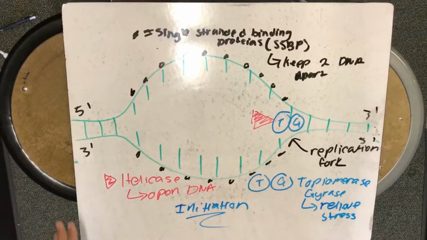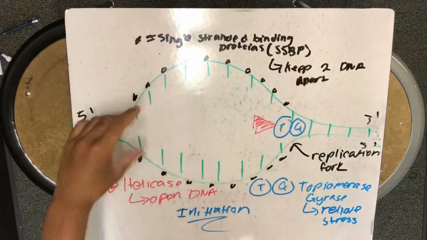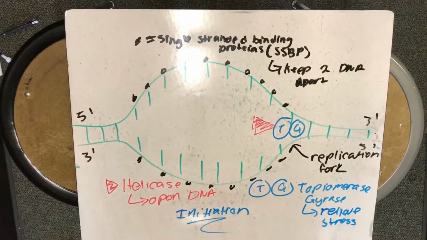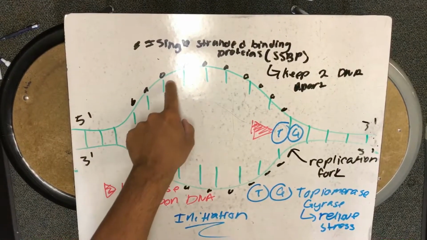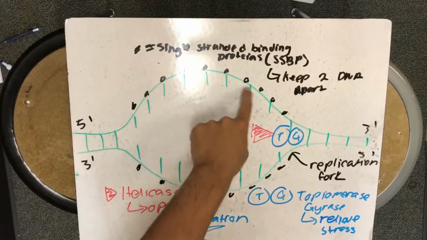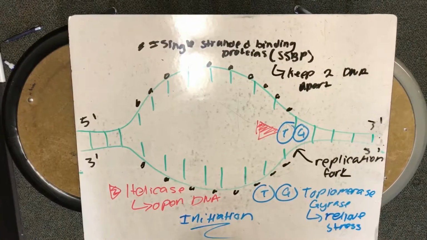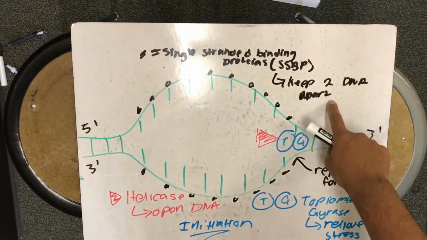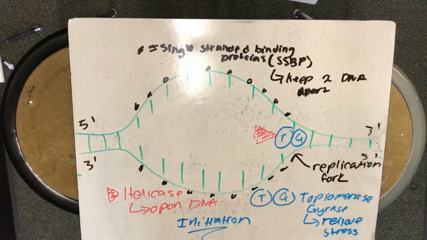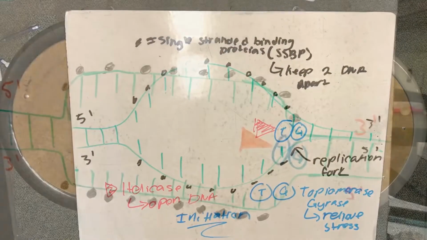And you may be wondering, how do these strands stay apart during the actual replication? Well, that's when our friends, the single-stranded binding proteins, these little black dots on the outside of the DNA strands, or SSBP for short, come in, and they keep the two DNA strands apart in order for replication to actually occur.